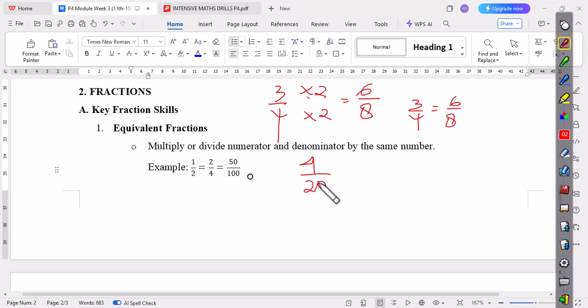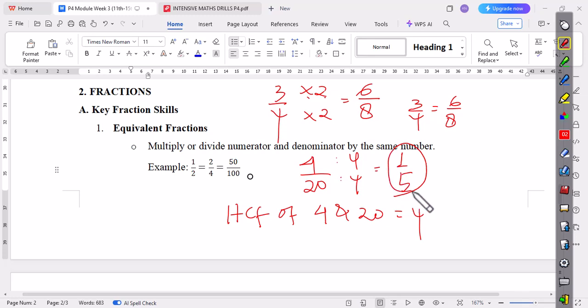And last week we have learned about the highest common factor. The highest common factor of 4 and 20 is 4 itself. So to find the simplest fraction, we need to divide it by 4. It means we have 1/5. So this is the simplest form of 4 out of 20. But actually they have the same value. Okay.